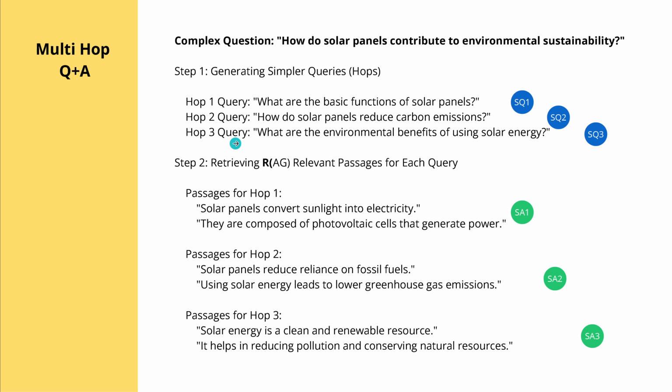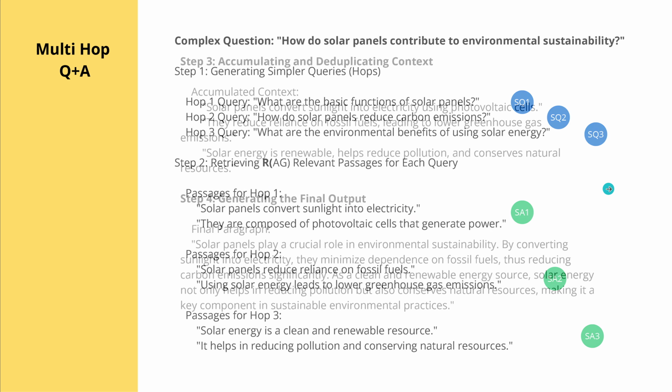And then any retriever that you have, ColBERT version 2, or you go with any Google, whatever, retrieve relevant passages for each of the simple queries. So the passage retrieved by the retriever model for a hop 1 query is, solar panels convert sunlight into electricity. Another retrieved document was, hey, they are composed of photovoltaic cells to generate power, and so on. You do this for hop 2 and hop 3.